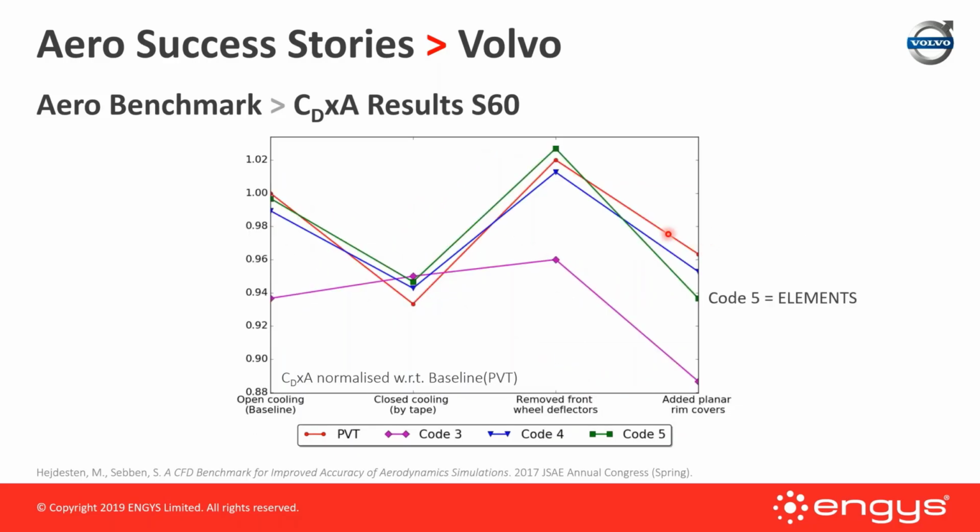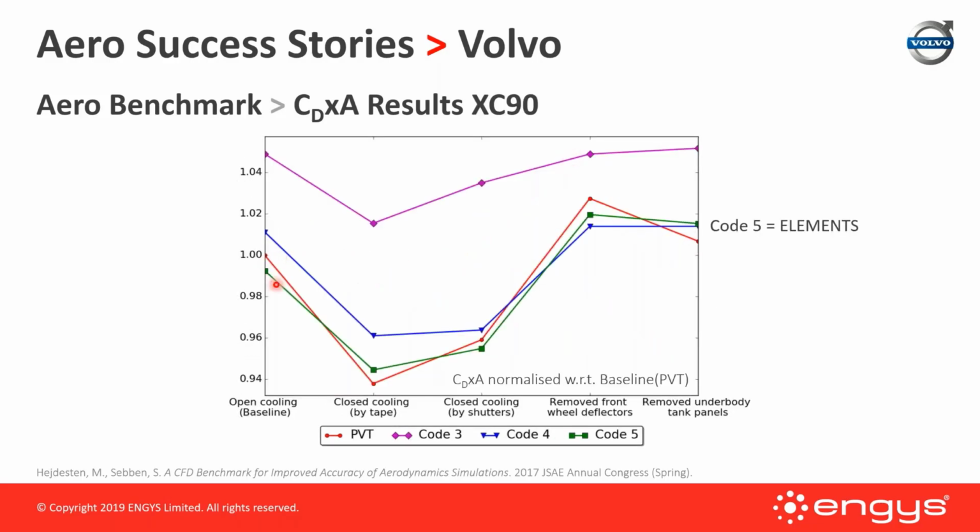Let's also look at CDA for the S60. Again, the red line is the experimental results, and then the green line, which is code 5, is also Elements. So again, we can see fairly good agreement with the trend of the deltas, and we can also see very good agreement in terms of the magnitude of the deltas. Let's talk about the XC90. Again, the red line is the baseline, and the green line is code 5, which is Elements. We can see identical changes in terms of the direction of the deltas, and the magnitude of the changes is very accurate compared to some of the other codes, code 4 specifically.